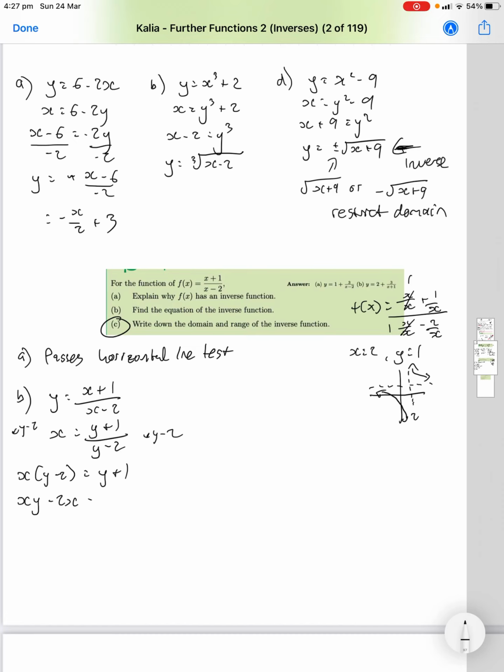Now, the reason I'm going to do this is so I can collect my y terms together on the same side. So we're going to have xy minus y equals 1 plus 2x. So I've minused y from both sides, and I've added 2x to both sides. I'm going to factor out a y out of the left-hand side here.